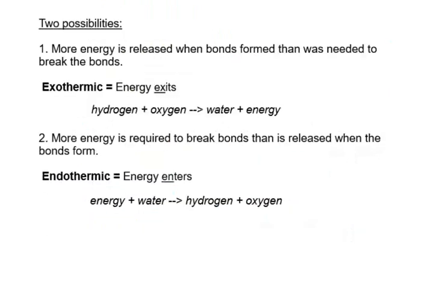So here's a summary slide of what we just talked about. Exothermic reactions means energy exits. Basically it means that you're releasing energy. This would be a scenario where something gets warmer. This means something warms up because energy is being given away.